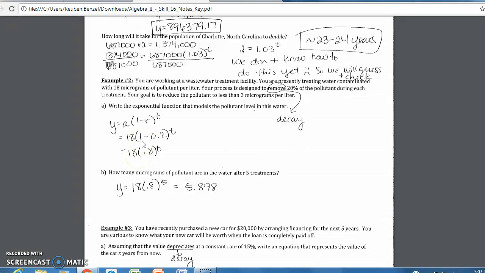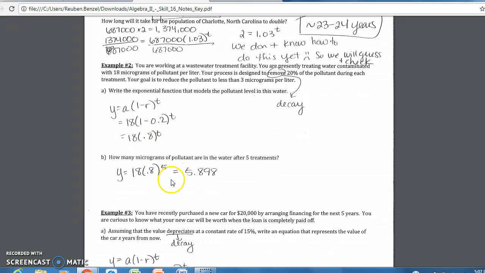If I want to know what the pollutant is going to be after 5 treatments, I can plug in the 5. And remember, do the exponents before the multiplication, and you get 5.898.